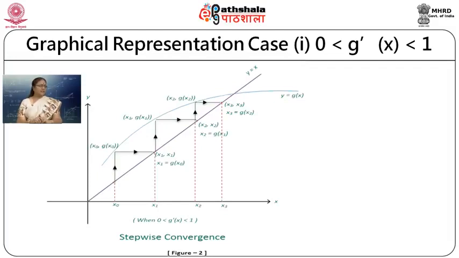stepwise convergence. See this diagram which we have made. If you can very well see, the y equal to g(x) curve, the slope which has been made in this case, the derivative, is definitely less than 1 and it is also positive. So, in the case where the derivative is positive and less than 1, convergence is taking place and the movement is stepwise. The movement takes place vertical to the curve, horizontal to the straight line, vertical to the curve, horizontal to the straight line, and that is why it is known as stepwise convergence. This type of convergence occurs in the case where the derivative g'(x) is positive and less than 1.